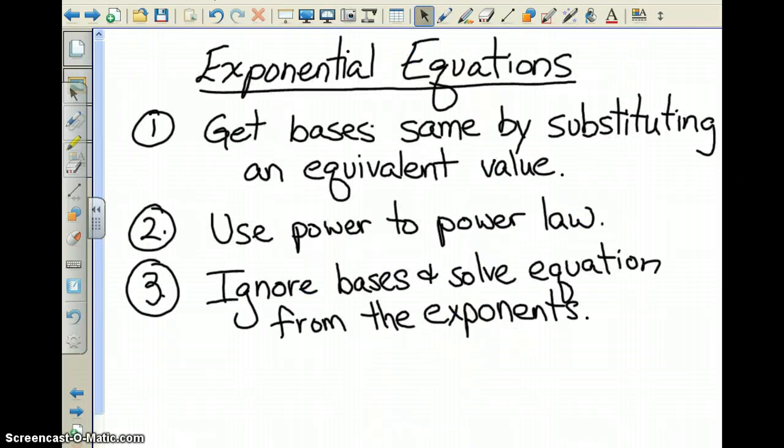So in your notes, you're going to want to jot down these 3 steps that I just followed. Number 1, get bases the same by substituting an equivalent value. Number 2, use the power-to-power law. And then number 3, once you've got those bases the same, just get rid of them and solve the equation that's in the exponents.